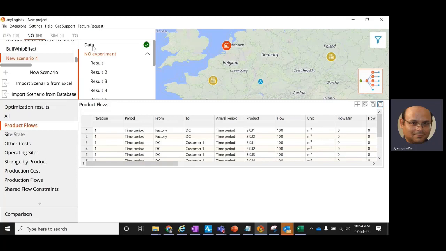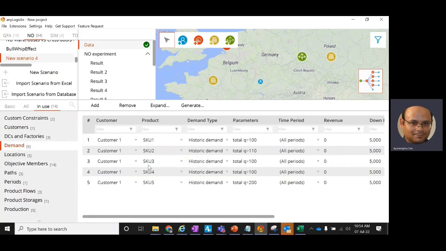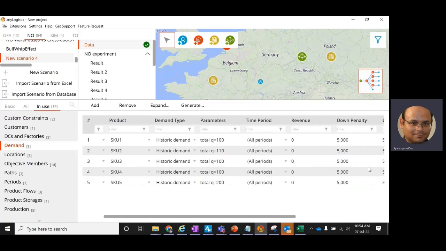So what we do is go to demand, and in demand we see that we have defined the down penalty as some value, which essentially makes that particular demand a soft constraint. What we can do here is put it as 0. What it means is that it cannot miss this demand. Otherwise, it can miss these demands while optimizing.